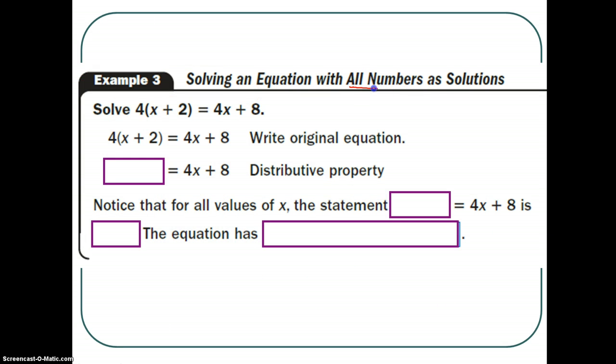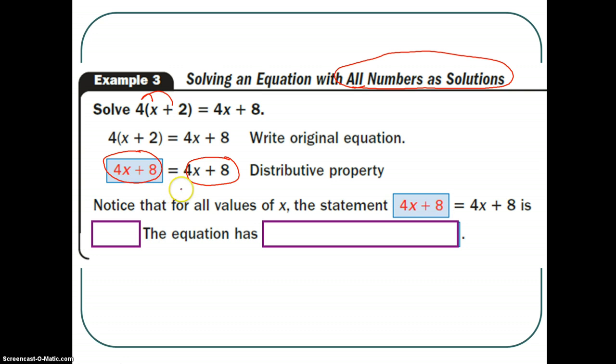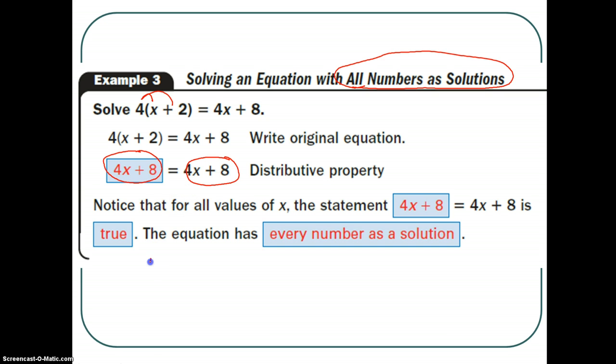Example 3, this time when all numbers are solutions. Distribute 4x, and then 4 times 2 is 8. You can see they have the exact same. On each side, it is the same equation. That means that the statement 4x plus 8 equals 4x plus 8 is true. The equation has every number as a solution.